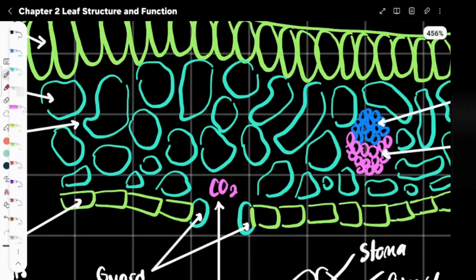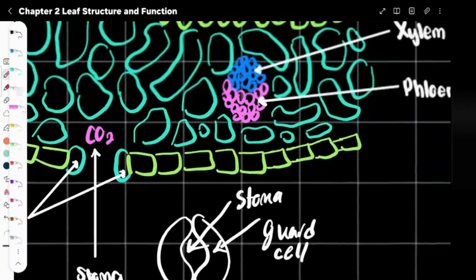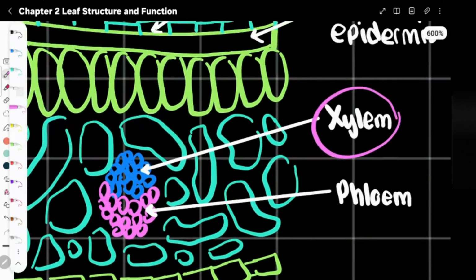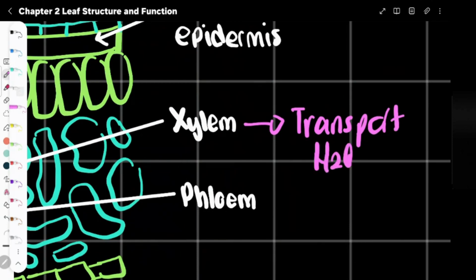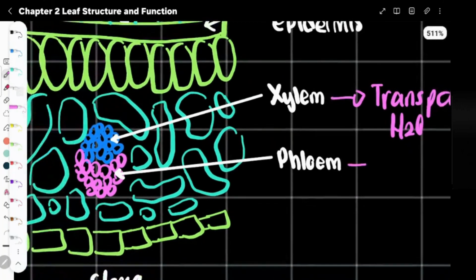Okay. Now, inside the leaf, we already got the carbon dioxide, we already got the water, and we already got the sunlight. Now we also need the xylem and phloem. Why? Common sense. What is the function of xylem? Don't forget, the function of xylem is to transport water. And the phloem will transport the glucose. I think I forgot, but it's something like that.